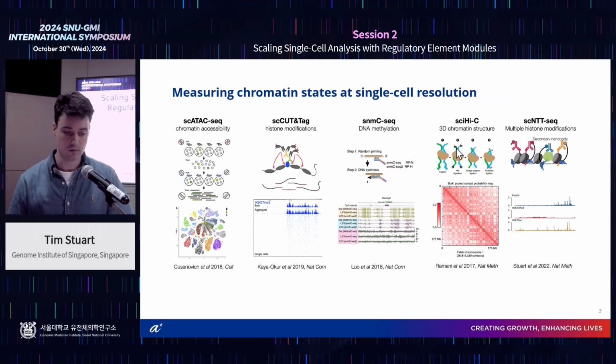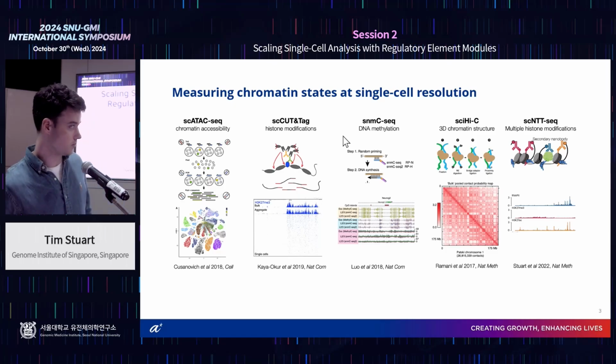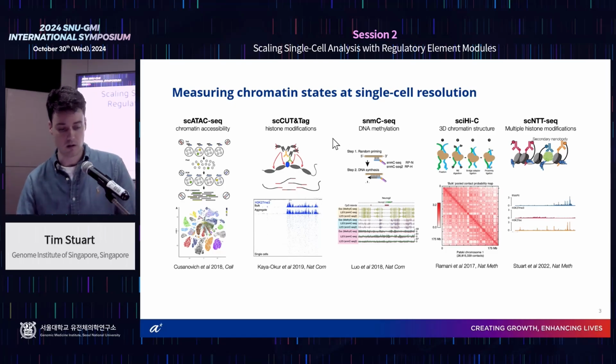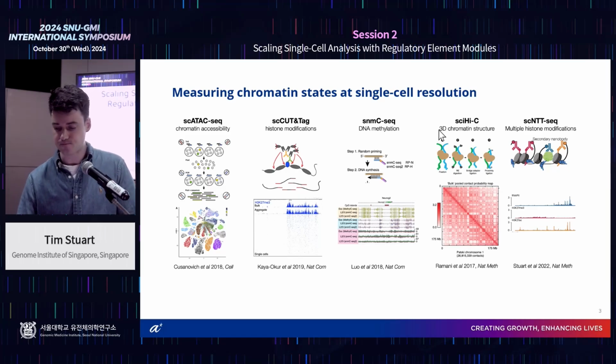We've been very fortunate over the past several years that many different experimental assays have been developed that enable us to measure different aspects of these chromatin states with single cell resolution. This is not an exhaustive list, but to illustrate, there are methods for measuring chromatin accessibility through single cell ataxic methods, methods like single cell CUT&Tag for looking at histone modifications in single cells, and different methods for looking at DNA methylation or three-dimensional chromatin structure.